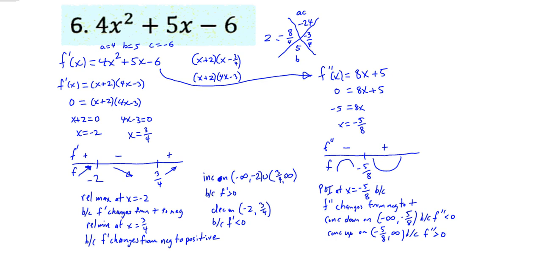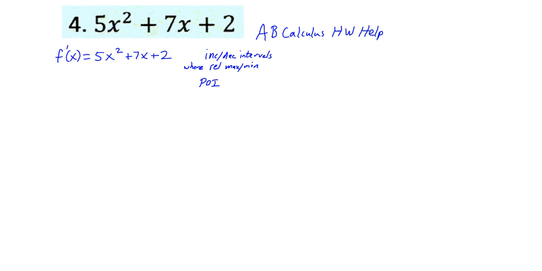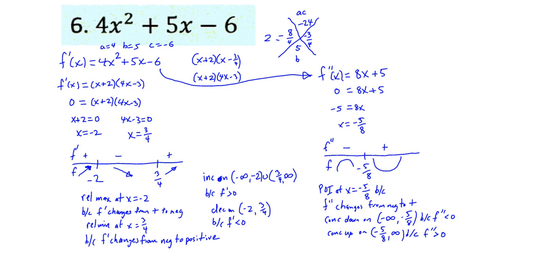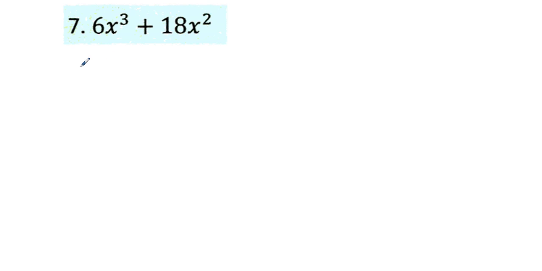So I encourage the viewer to look at problems 4, handle 5 in the same manner. F prime of x equals x squared minus 12x plus 36, and work out those things and go to number 7. F prime of x equals 6x cubed plus 18x squared, and work this out in the same manner.